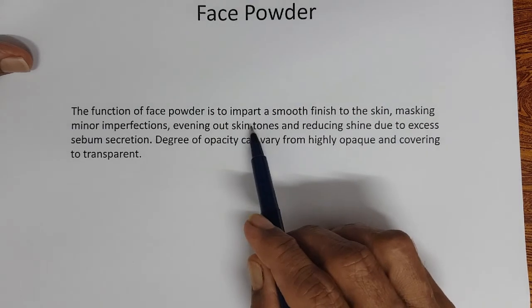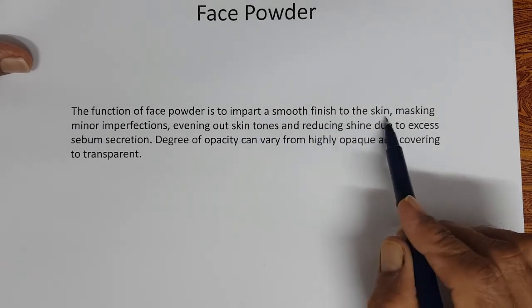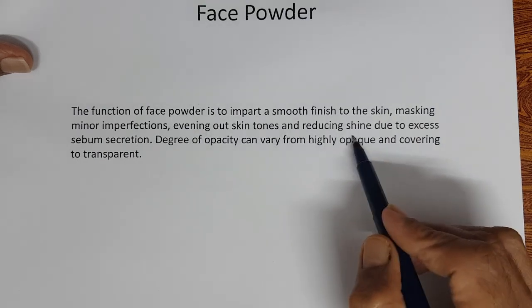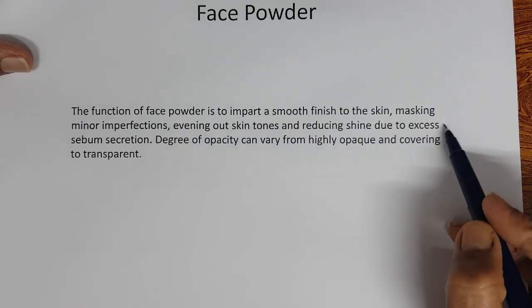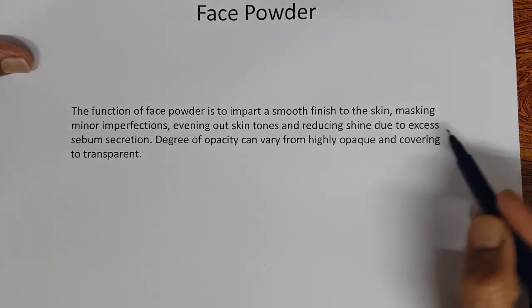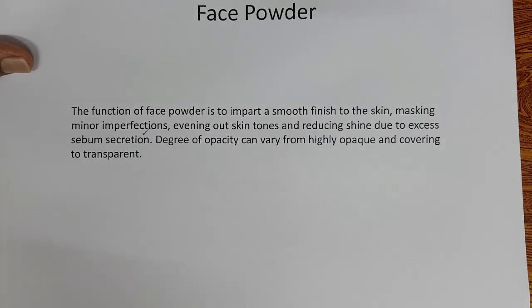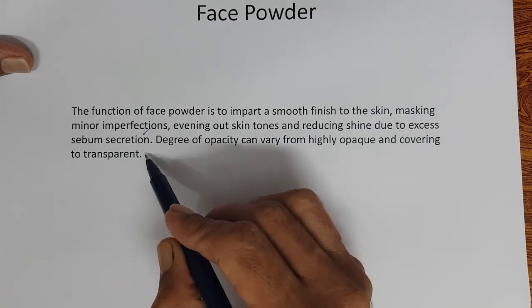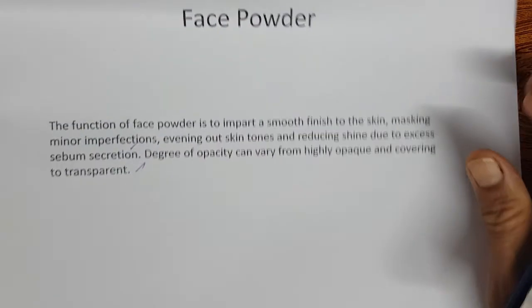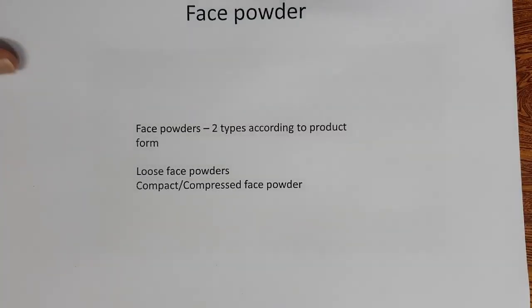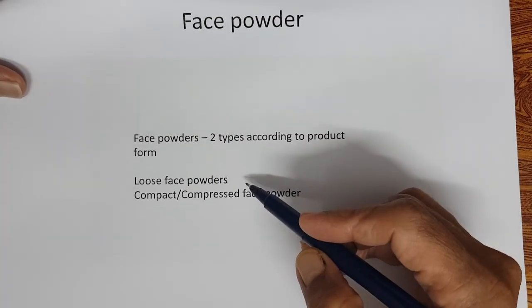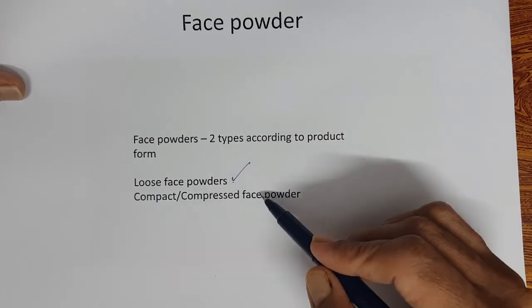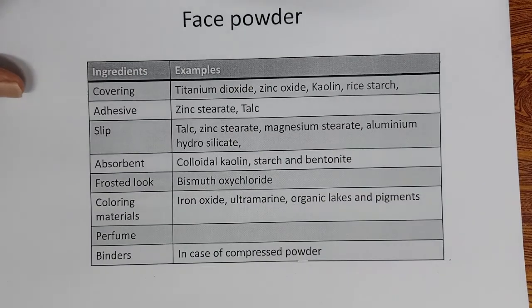The function of the face powder is to impart smooth finish to the skin, masking minor imperfections, evening out skin tones and reducing the shine of the face due to excess sebum secretion. Degree of opacity can vary from highly opaque and covering to transparent. This we discussed in part 86. We have two types of face powders: loose face powder, and compact or compressed face powder.